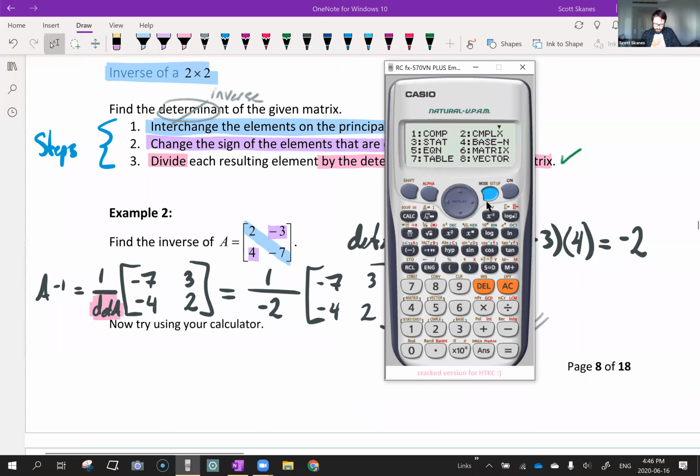So once again, mode 6, A, it's a 2 by 2, that's number 5, 2, -3, 4, -7. So I've rewritten my matrix. Always check to make sure.